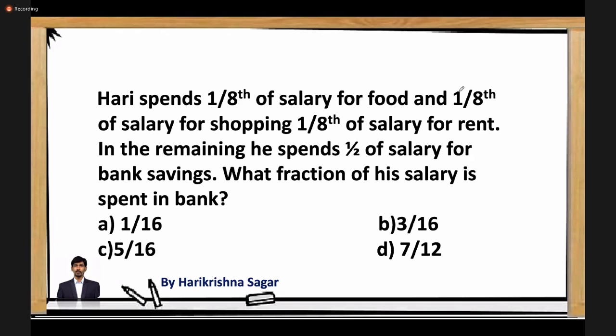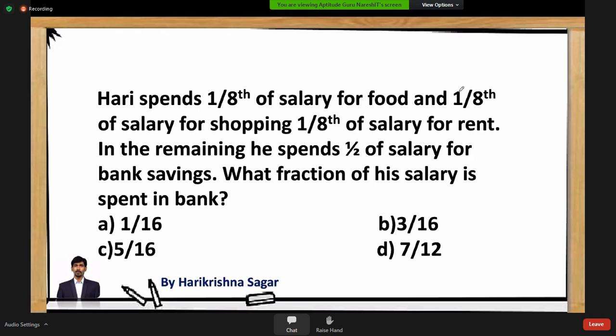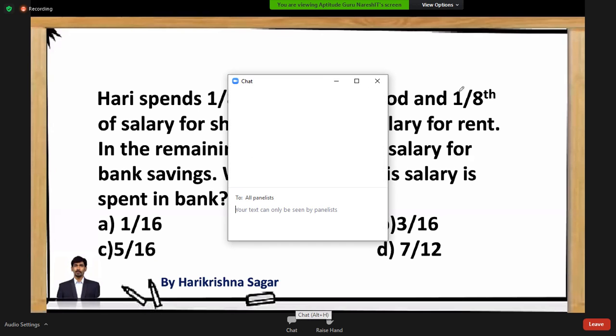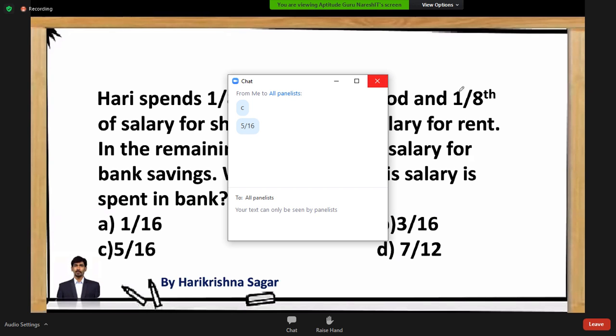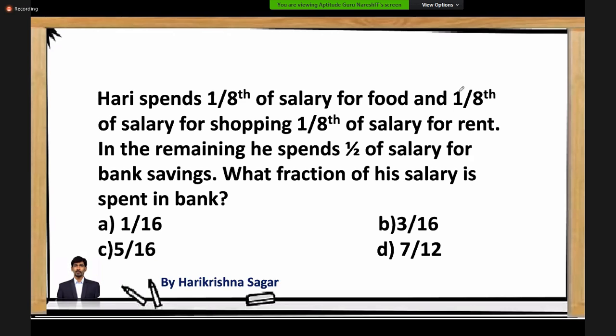All of you please have a try on the question. Hari spends 1 by 8 of salary for food, 1 by 8 for shopping, 1 by 8 for rent, and in the remaining he spends 1 by 2 of the salary for bank savings. Then what fraction of the salary is spent in bank? That's the question.